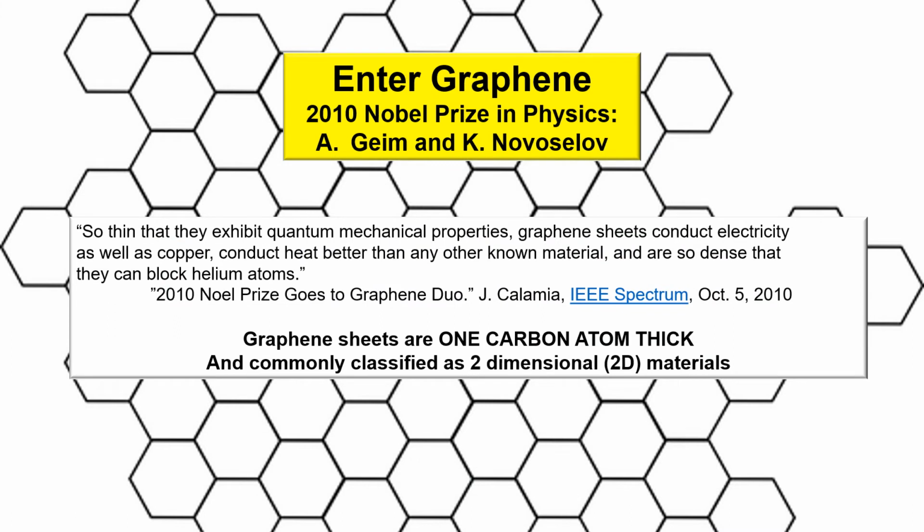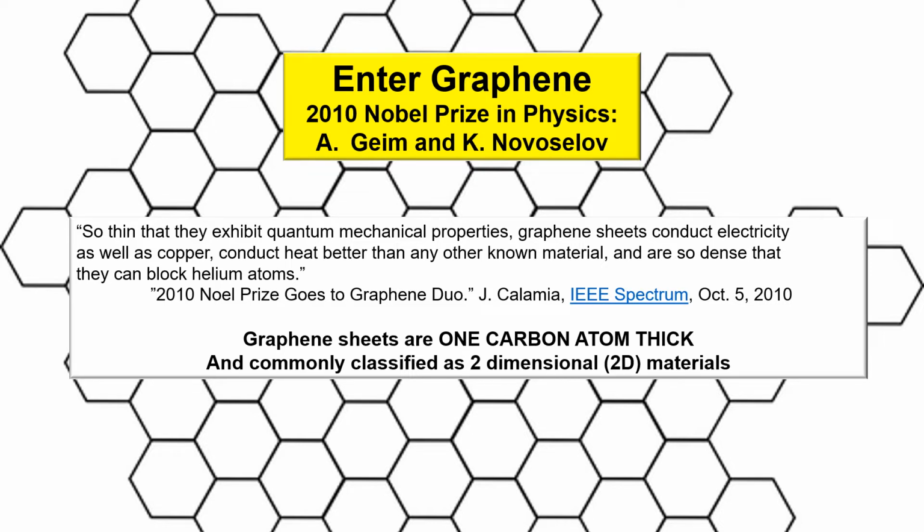So enter yet another carbon nanomaterial called graphene. Again, another Nobel Prize. I need to give credit to the true thought leaders here. It's so thin that they exhibit quantum mechanical properties, pretty cool. Graphene sheets conduct electricity as well as copper, which is great. They conduct heat better than any other known material, good for getting rid of thermal problems in your devices, and are so dense, and if you want to, they can block helium atoms. I guess they'd make good expensive balloons.